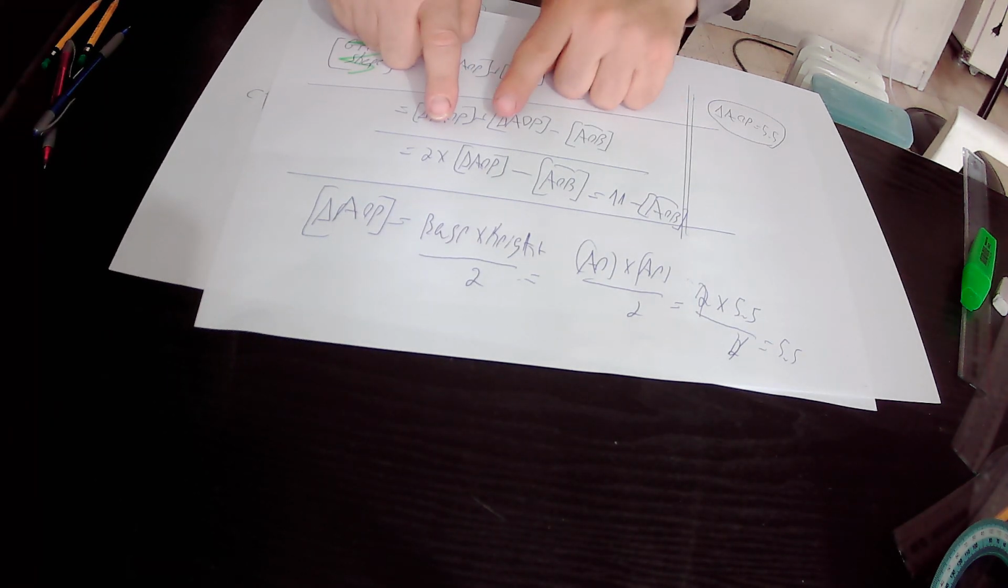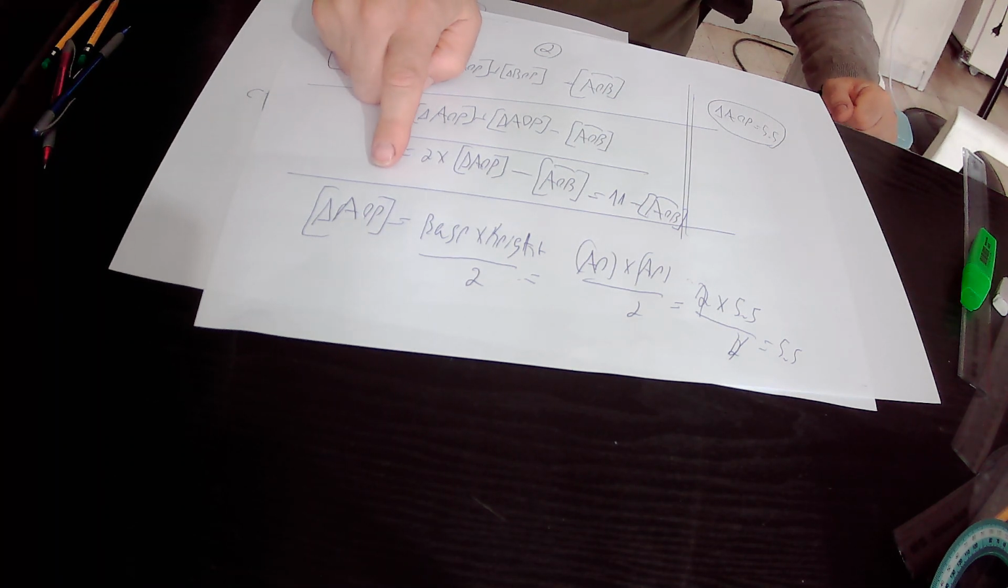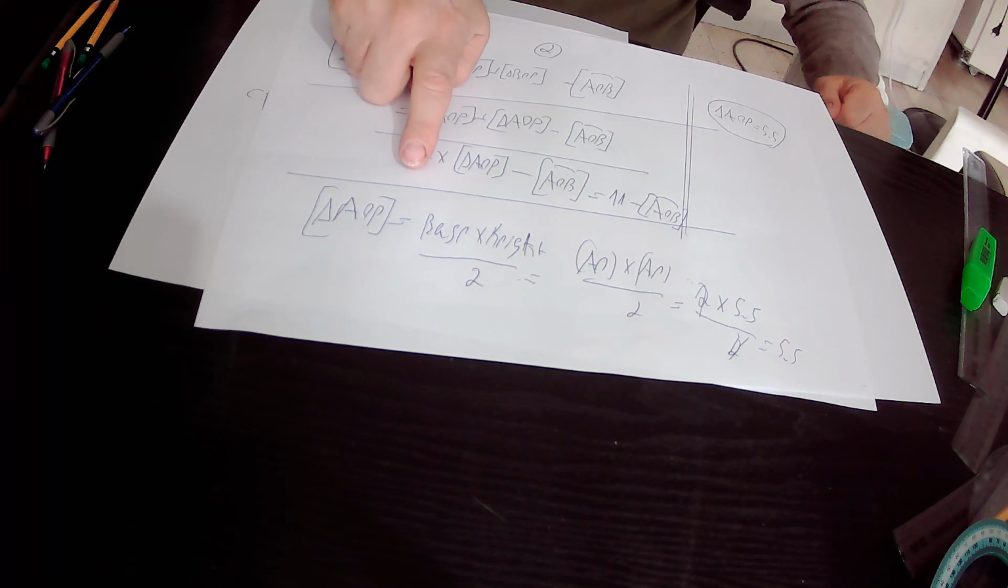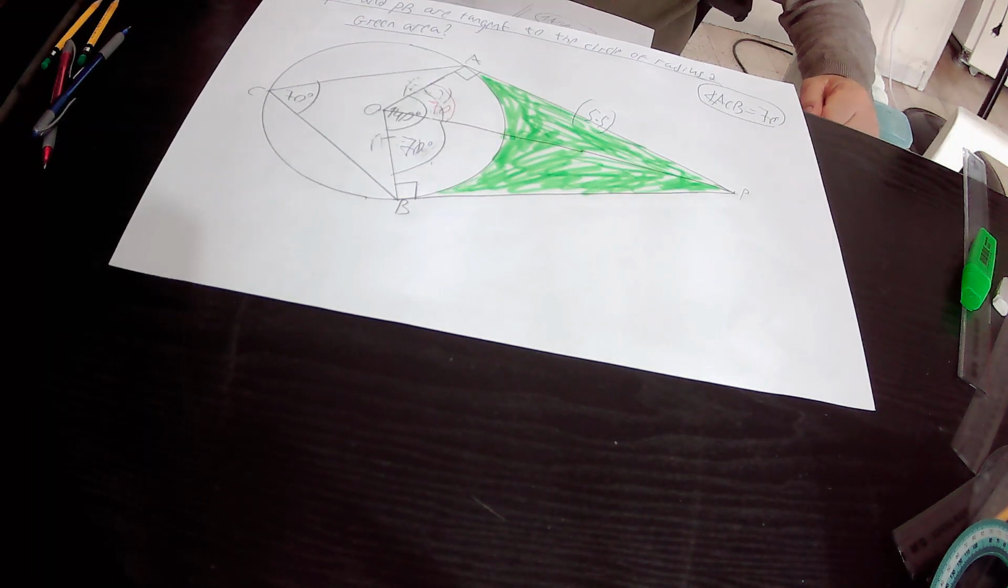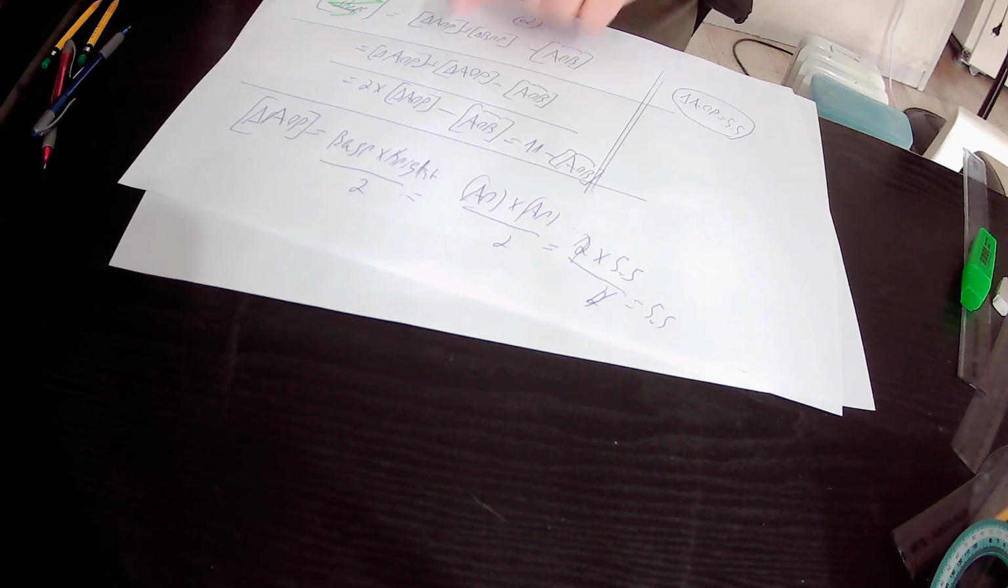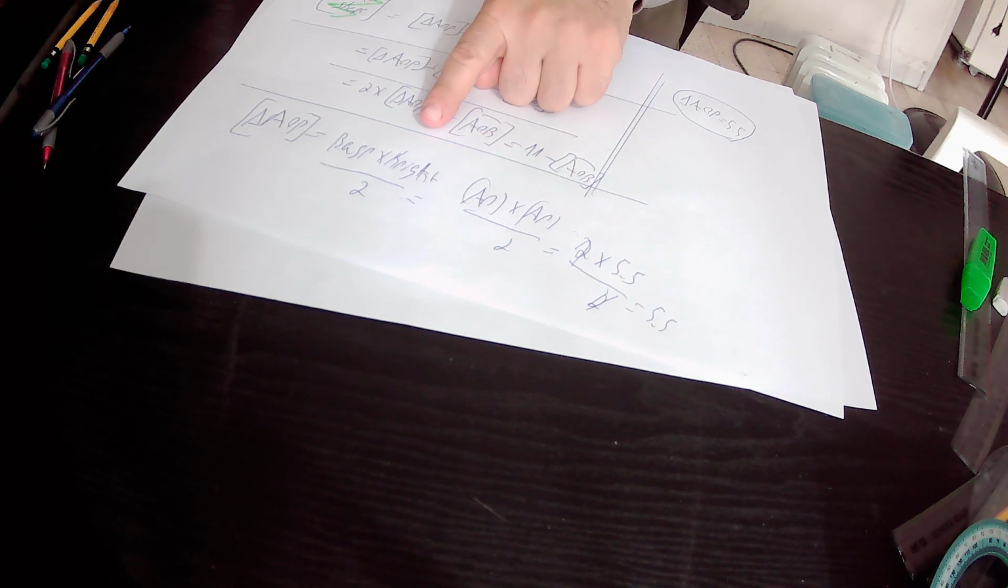So we have to find out the area of triangle AOP. What is the area of triangle AOP? The area of any triangle equals the base of the triangle times the height to the base over 2. So what is the area of this right triangle AOP? We choose the base as AO and the height as AP.